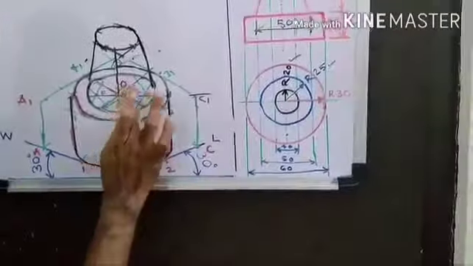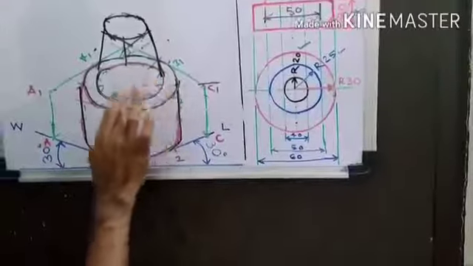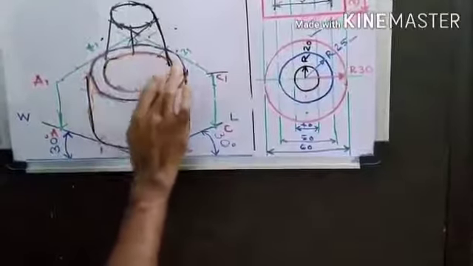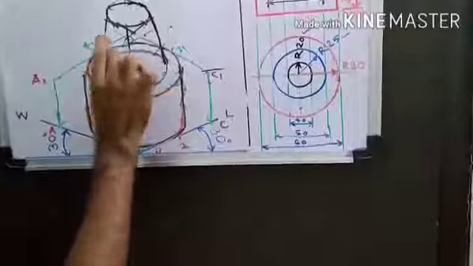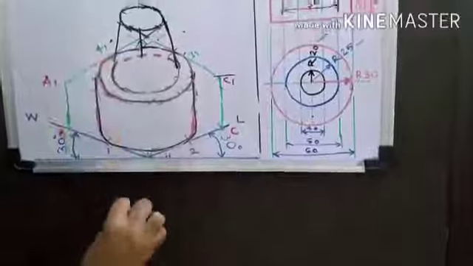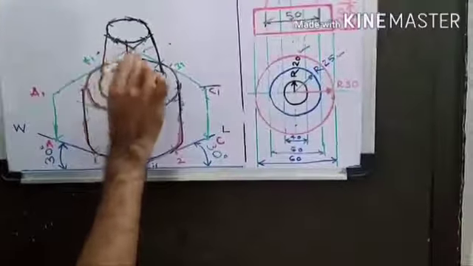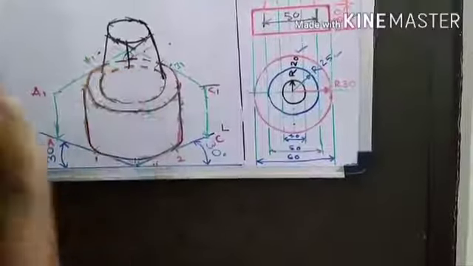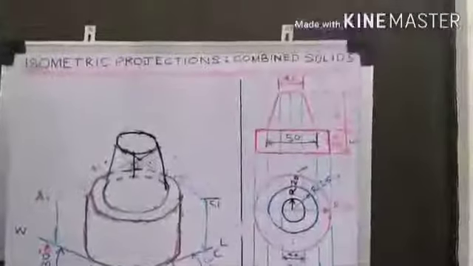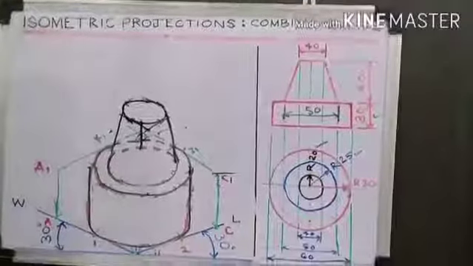Now you can see this entire thing I am erasing. Inside of it, you can see this. So therefore, this is dotted, which is not visible. So therefore, isometric projection of a combined solid on cylindrical slab, frustum of a cone. Thank you.